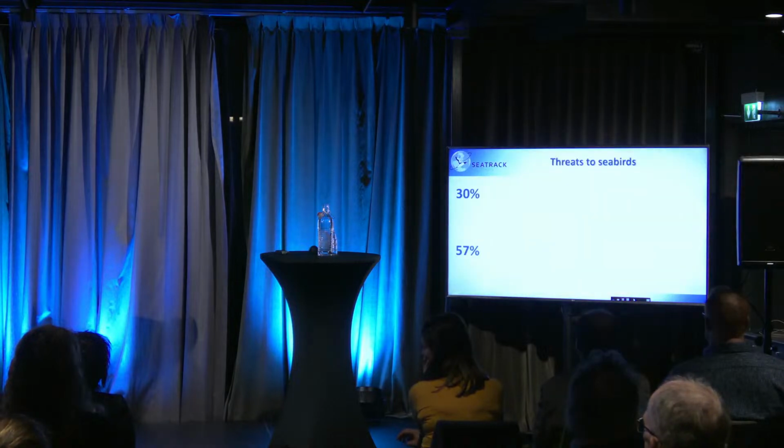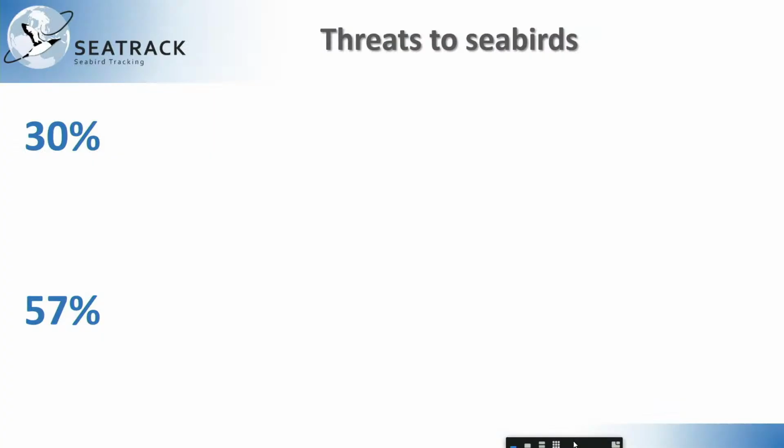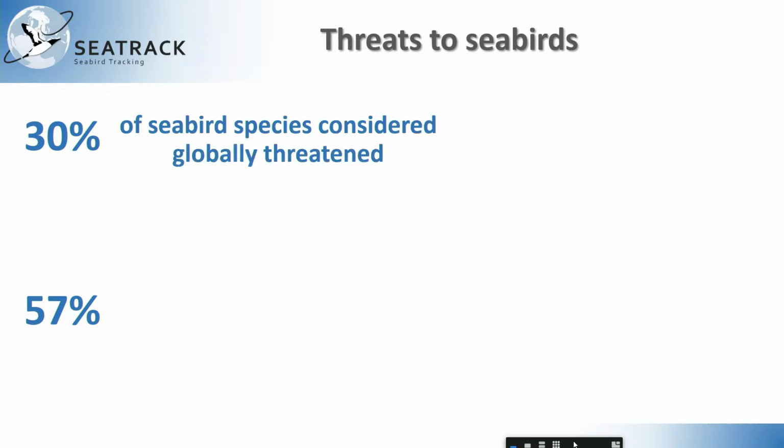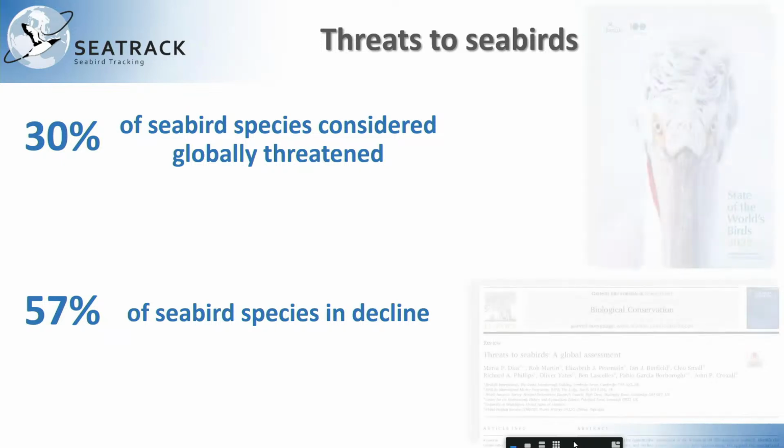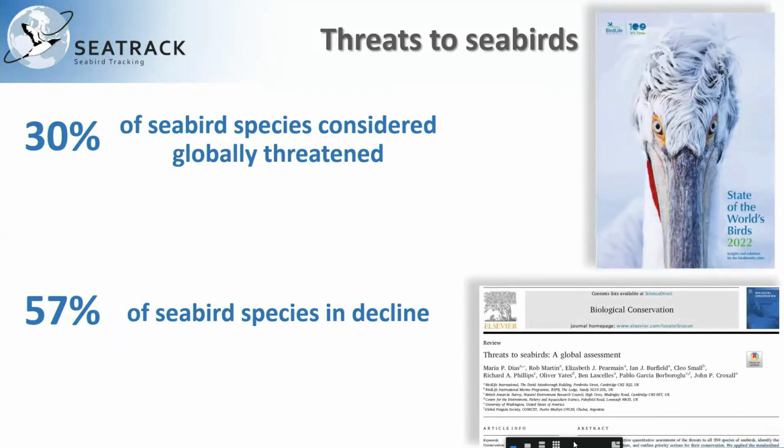So I'm going to talk today about seabirds and some of the main threats they are facing over the ocean. As you probably know, seabirds are not exactly doing great these days, but 2 numbers first. 30%. This is the proportion of seabird species that are considered as being globally threatened. And 57%. This is the proportion of seabird species whose populations are currently declining, of course.